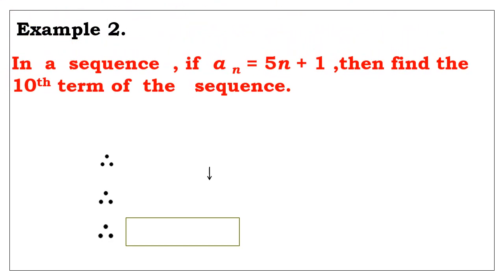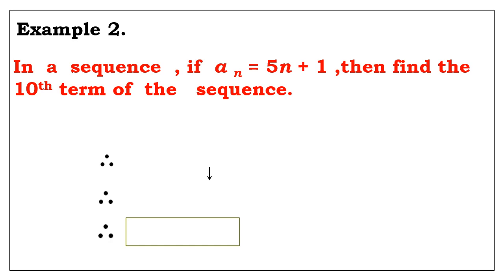Question. In a sequence, if An equals 5n plus 1, then find the 10th term of the sequence. 10th term means A10. Remember this point? The 10th term of the sequence is nothing but, or represents, A10.